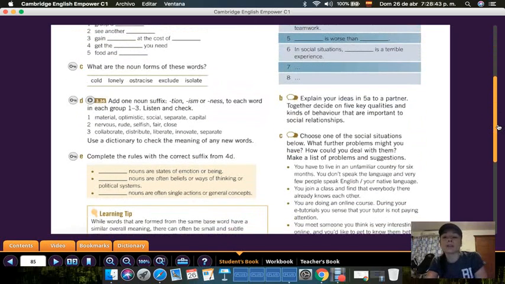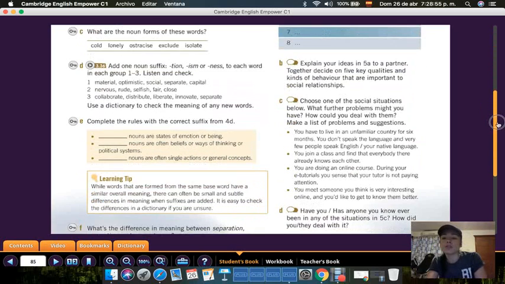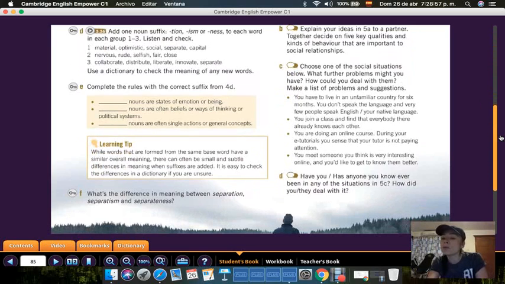Letter B, explain your ideas in 5A to a partner. Together decide on 5 key qualities and kinds of behavior that are important to social relationships. You can think about that, and choose one of the social situations below. What further problems might you have? How could you deal with them? Make a list of problems and suggestions. So you're going to choose one of these situations, answer the questions, and also make a list of problems and suggestions. This is for letter C.